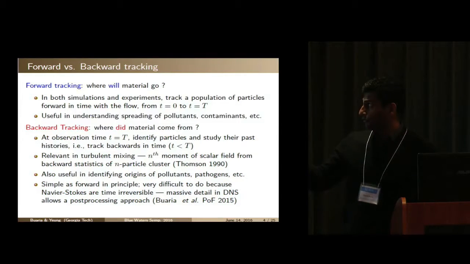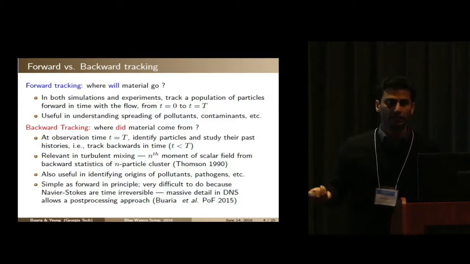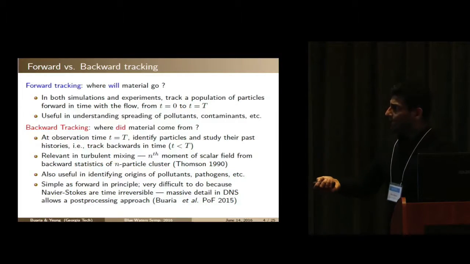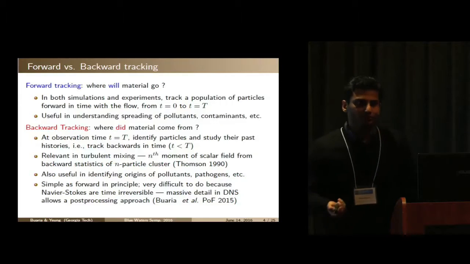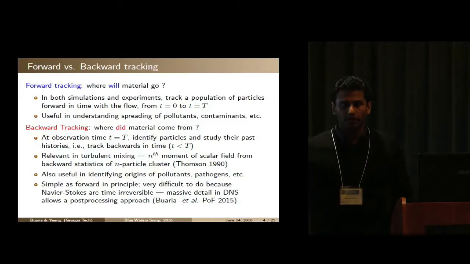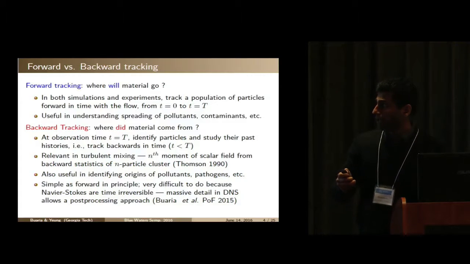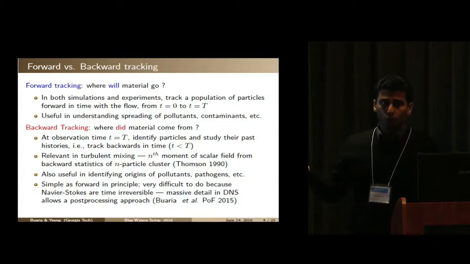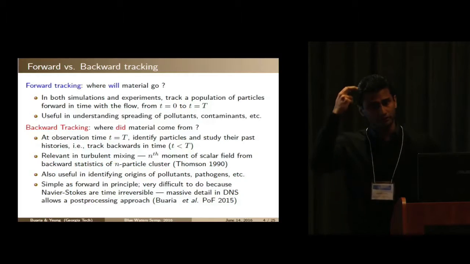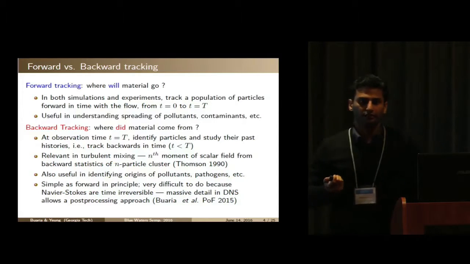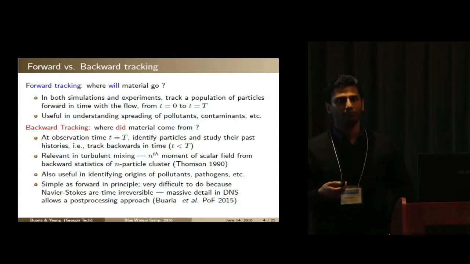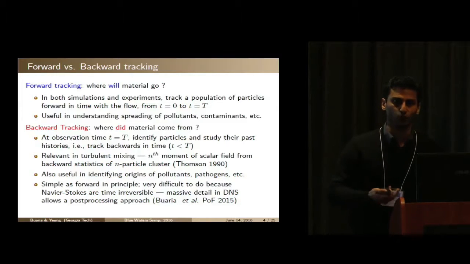For the nth moment of the scalar field, it can be derived by using backward statistics of an n-particle cluster. This idea is actually very simple. You just go back and you look backward. It's just like a reversal of the frame. But it's actually very difficult to do because Navier-Stokes is time irreversible. So we cannot actually just integrate the Navier-Stokes in the negative direction to obtain what we want.